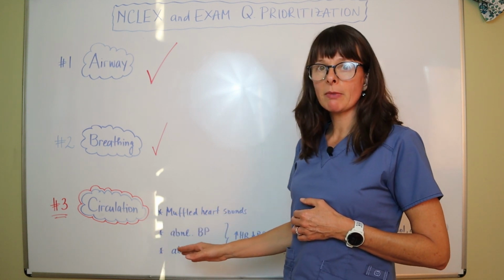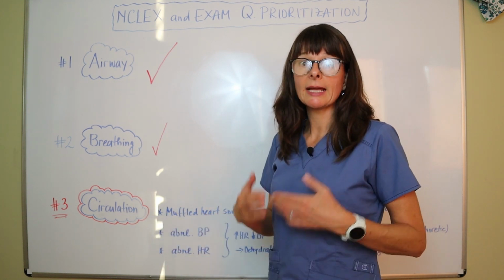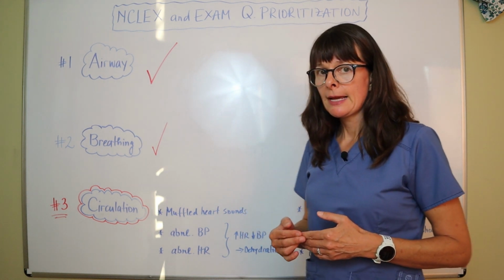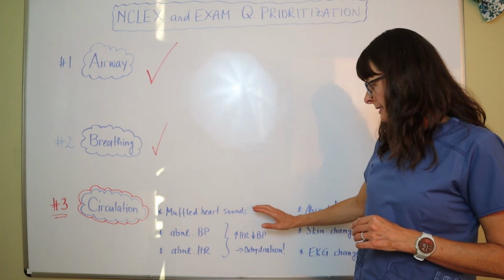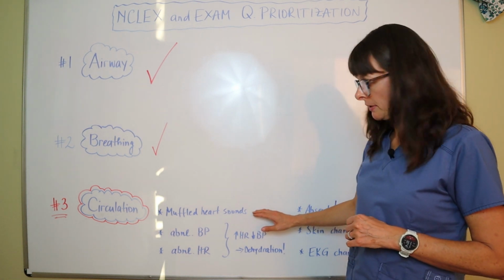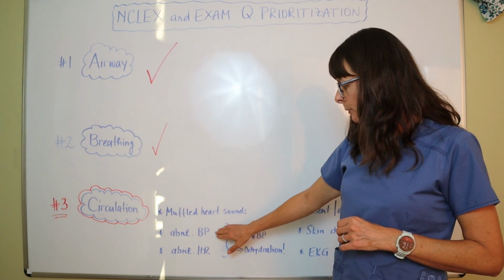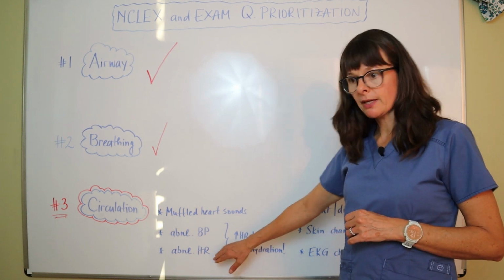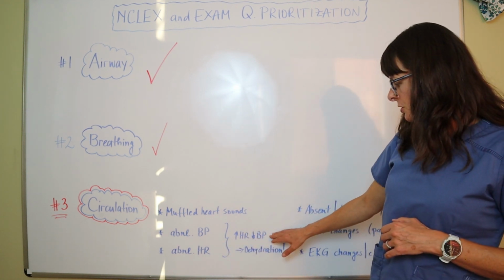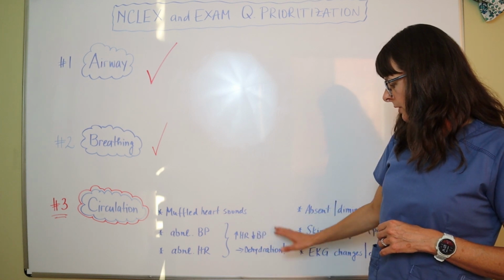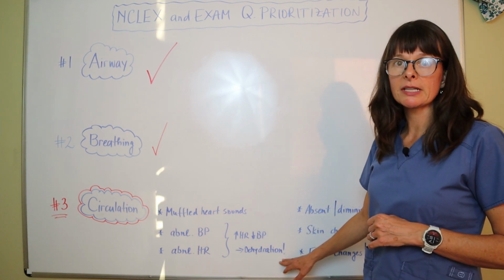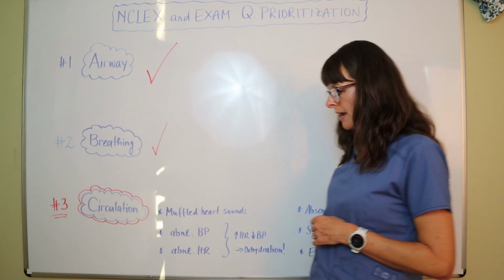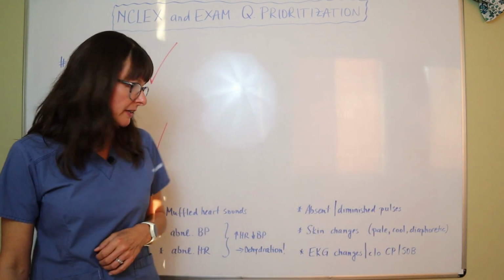And terms that you might see on the exam question that hint towards some problem with the patient's circulation are muffled heart sounds, such as in a pericardial effusion, any abnormal blood pressure or heart rate. And particularly think about if the patient's blood pressure is low with an elevated heart rate, most likely they are dehydrated, and that certainly can have bad effects on the patient's health and their overall status.